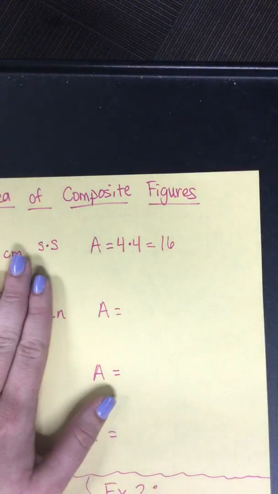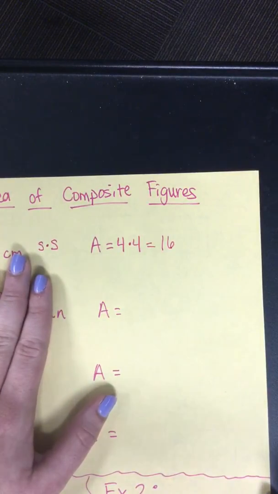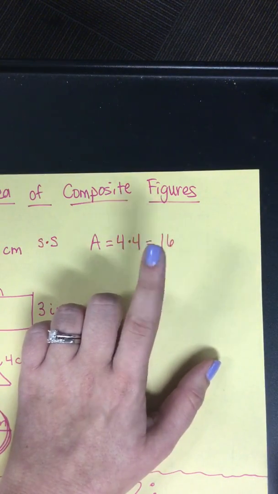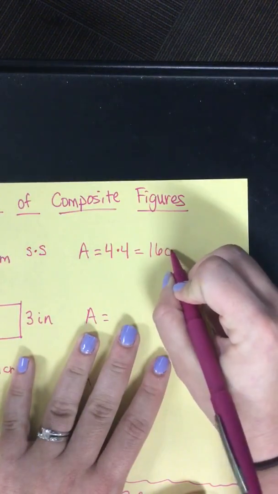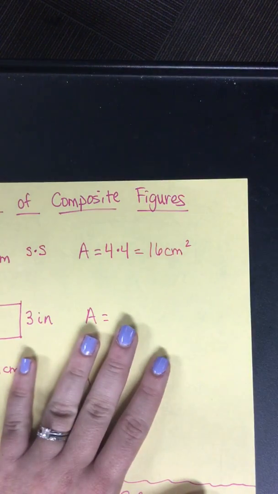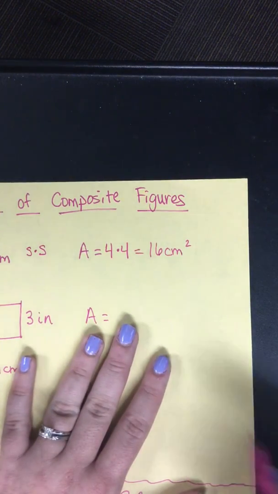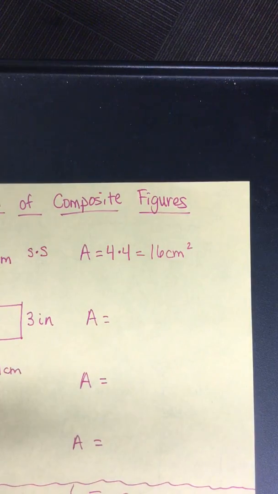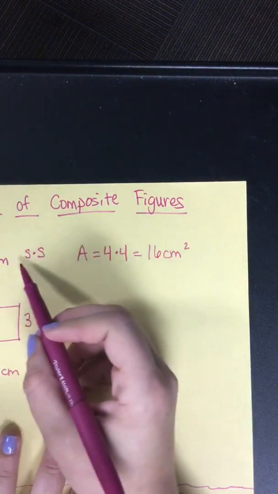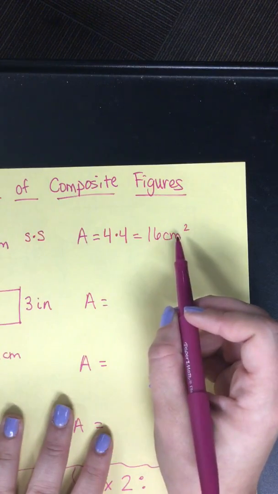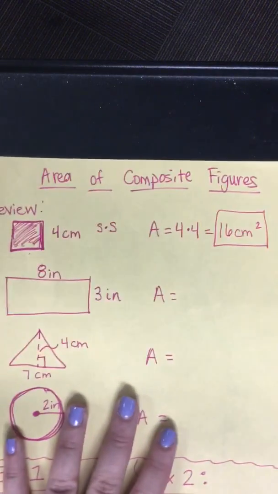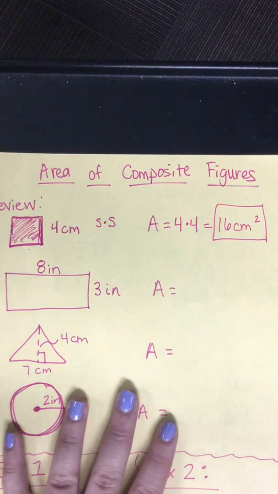Now, let's talk for a second about labels, because that's going to come into play as we move forward into volume next week. The label for area should always be whatever unit you're talking about to the second power or squared. Okay? The label for area should always be whatever unit we're using, so in this case centimeters, to the second power or squared. So the area of this particular square is 16 centimeters squared.